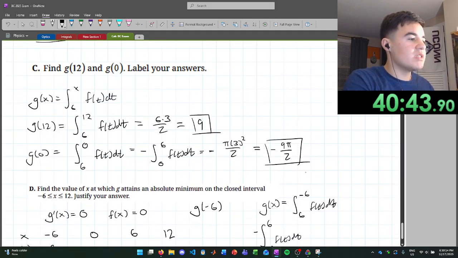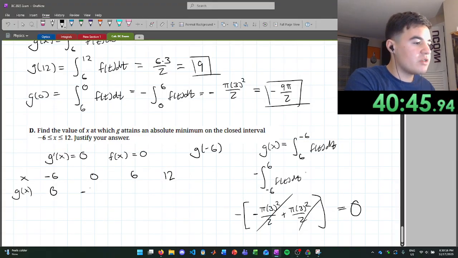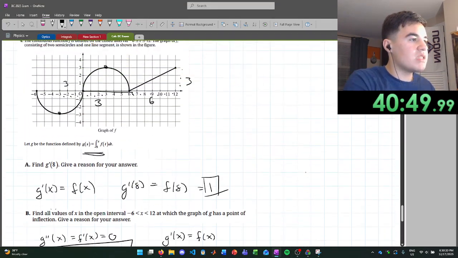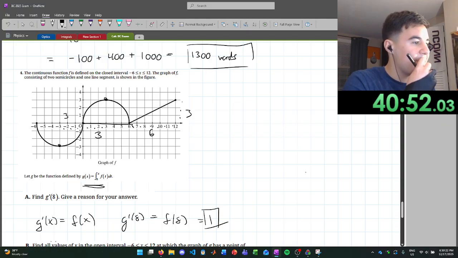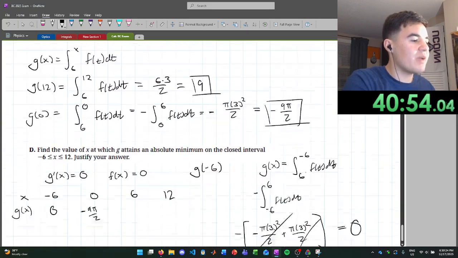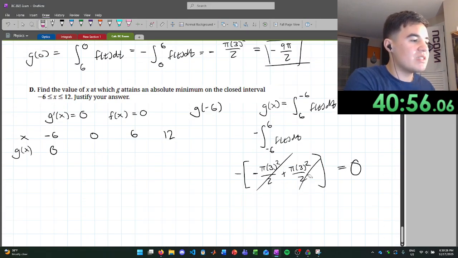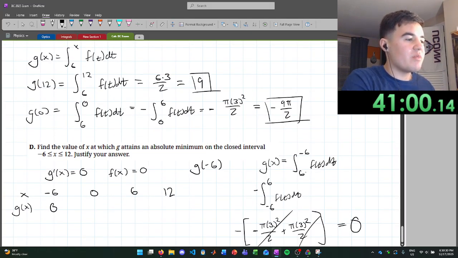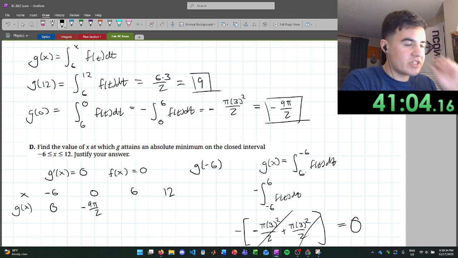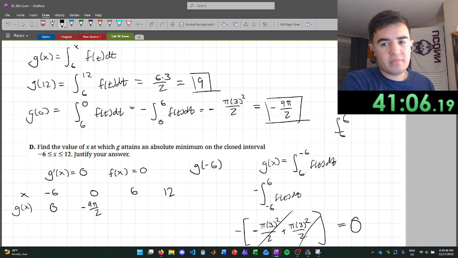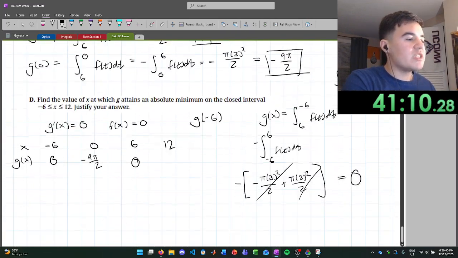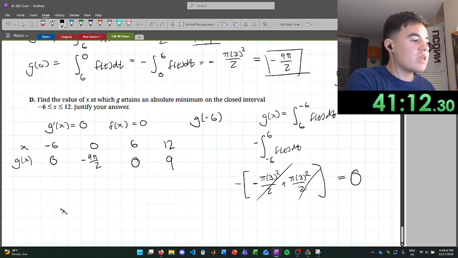We found this one earlier. We plugged in 0 and got negative 9 pi over 2. Plugged in 6, if we plug in 6, we get, hold on a sec. This is when we plugged in g of 0, which is negative 9 pi over 2. When it's 6, this function is just the integral from 6 to 6. There's an identity there, so it's 0. Finally, 12 is what we found earlier, which is 9. So the absolute minimum is at x equals 0.